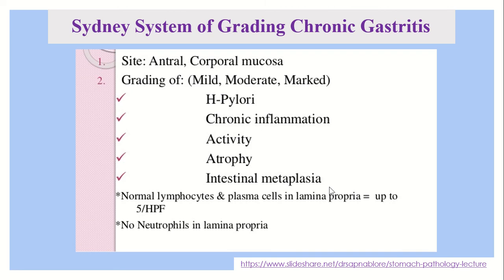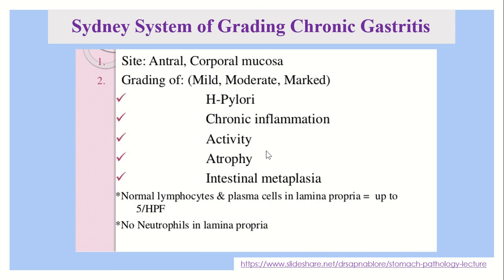Sometimes we use the Sydney system of grading the chronic gastritis. We can note the site of the disease, antral or corporal mucosa, and the grading of the inflammation: mild, moderate, marked. We check for the presence of Helicobacter pylori, chronic inflammation, activity, atrophy, and intestinal metaplasia.